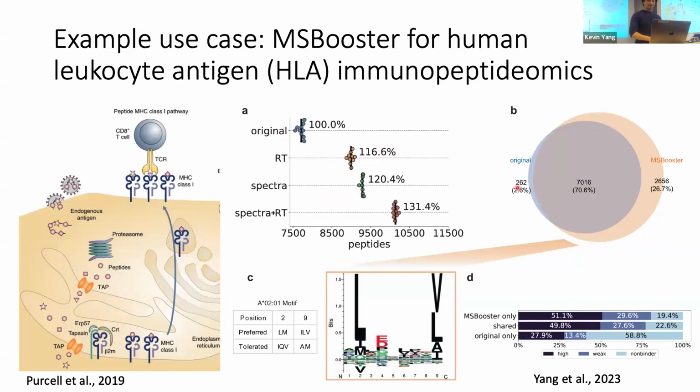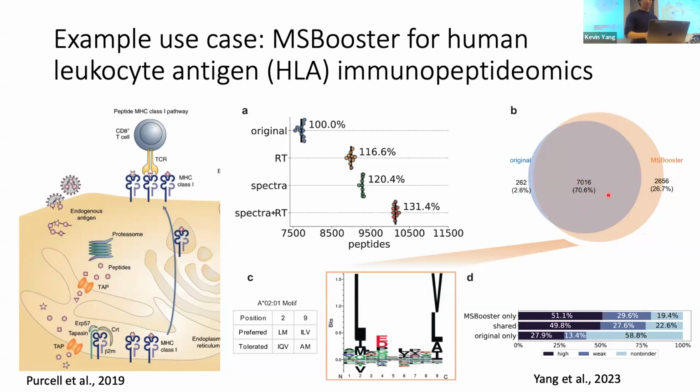If you look at the peptides identified in this Venn diagram, you can see that a large portion of them are shared, about 7,000. You get this huge chunk of new peptides identified by MSBooster, but also a smaller subset of peptides in the original set that you no longer get when using MSBooster.